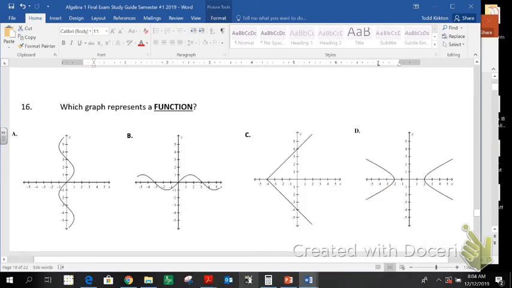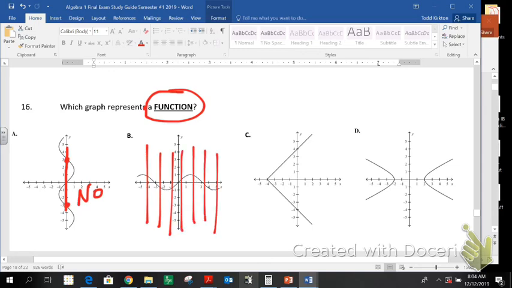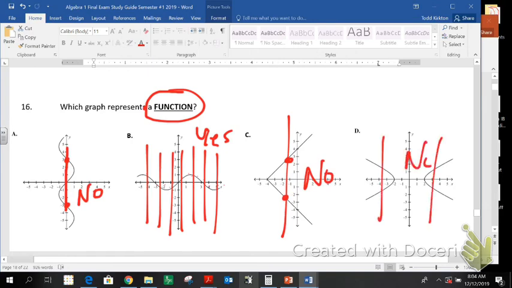Last thing on the review video is which graph represents a function, and the best way to do this is to ask, can you draw a vertical line and hit only one point? If you hit more than one point, it's not a function. So that one would be no. This one, I could draw a bunch of vertical lines and I still only hit one point along the way. Vertical line hits 2 points. So this one was yes. This one is no and no.